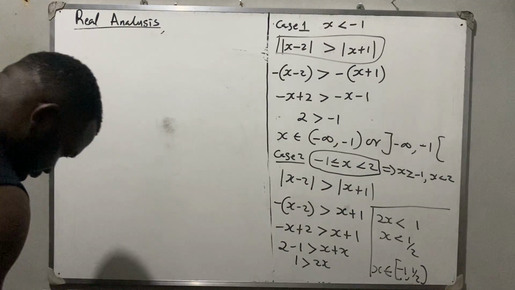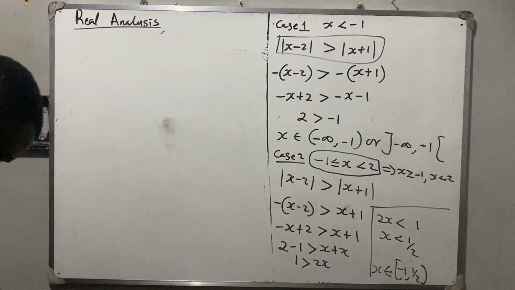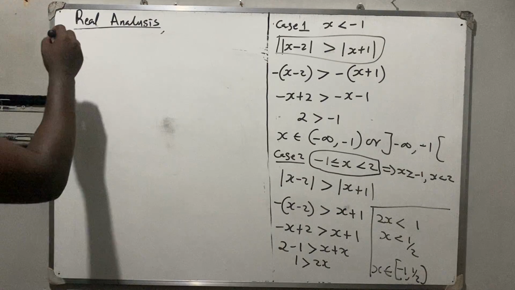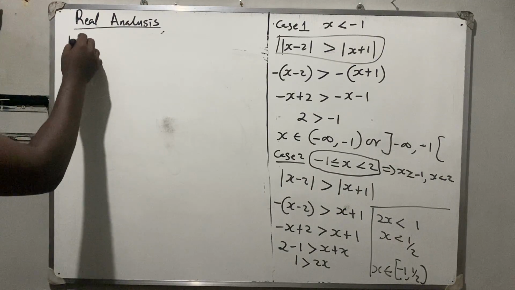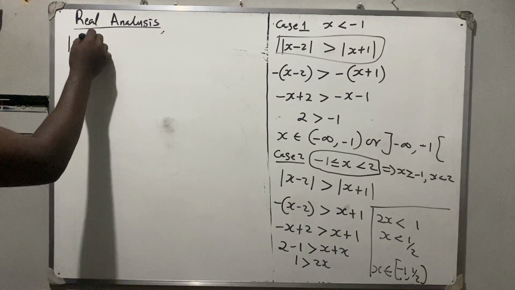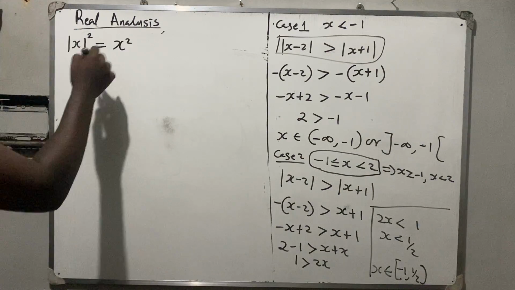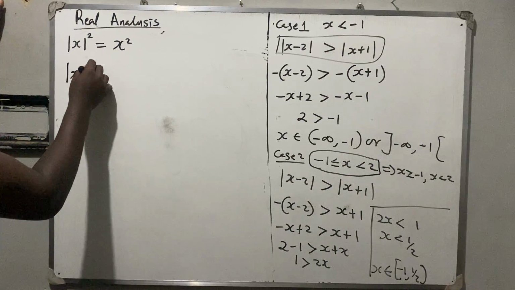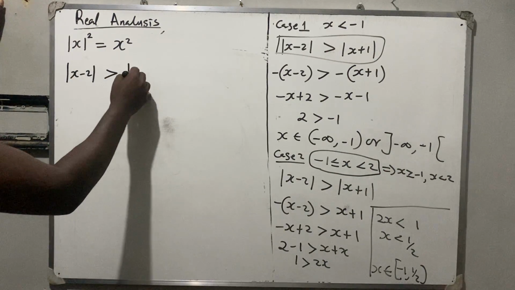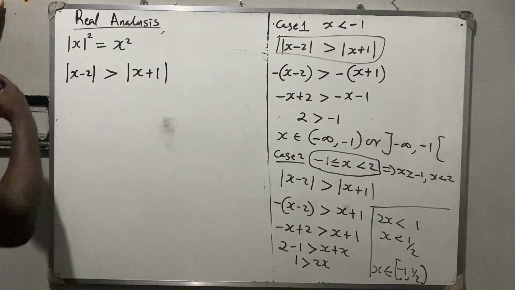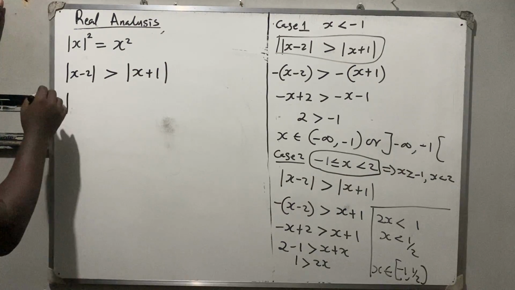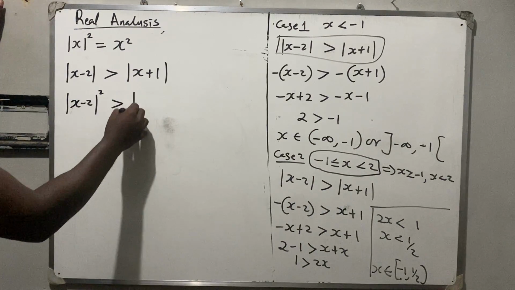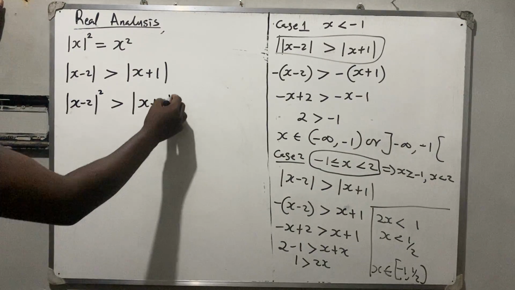Let me refill my marker so that we continue. Okay. So coming to the second method, we know that the absolute value of x squared is the same thing as what? X squared. We know this. So if we have that the absolute value of x minus 2 is greater than the absolute value of x plus 1, so let us square both sides. If I square both sides, I'm going to have that the absolute value of x minus 2 squared is greater than the absolute value of x plus 1 squared.